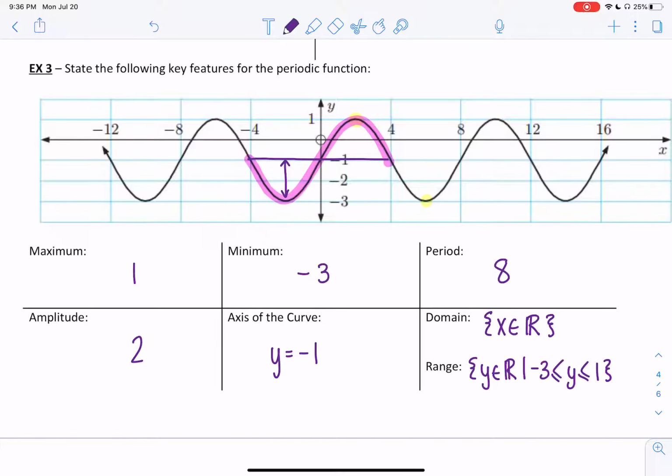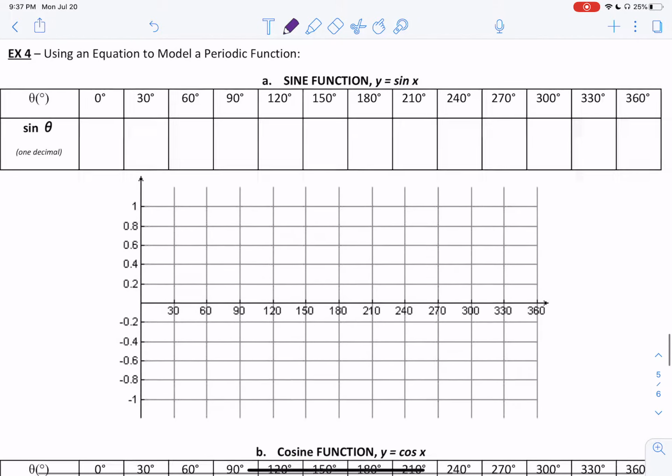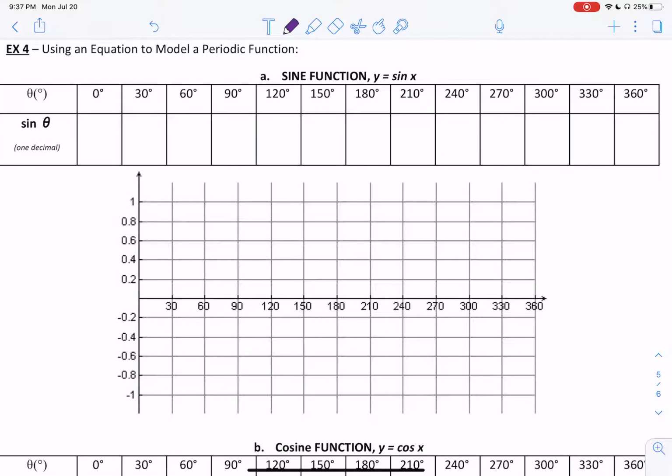So these functions actually have equations. The first one we're going to look at is our sine function. What I want you to do is go through and find sine of all of these different angles. I'm going to quickly write it all out, but you can pause the video and do it all in your calculator.